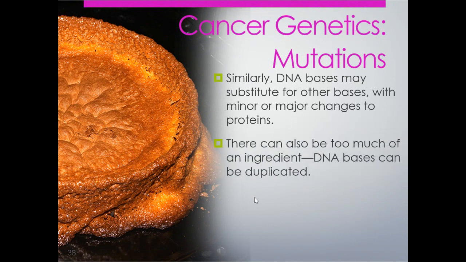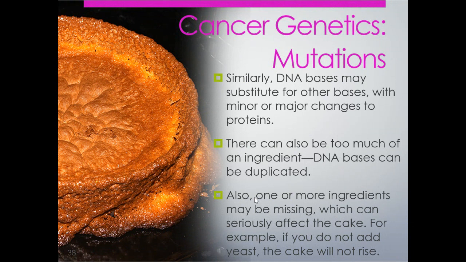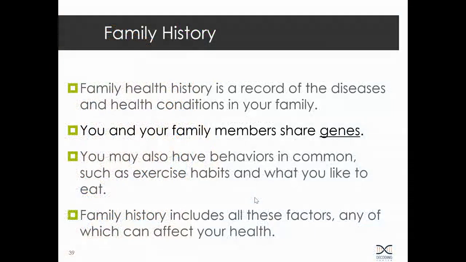There can also be too much ingredient. Maybe I had 2 extra eggs in the ingredients. Well, that's going to cause a problem. DNA bases can also be duplicated too much. Lastly, 1 or more ingredients may be missing, which can also seriously affect the cake. For example, if you don't add yeast or some sort of riser, such as baking soda or baking powder, the cake will not rise.